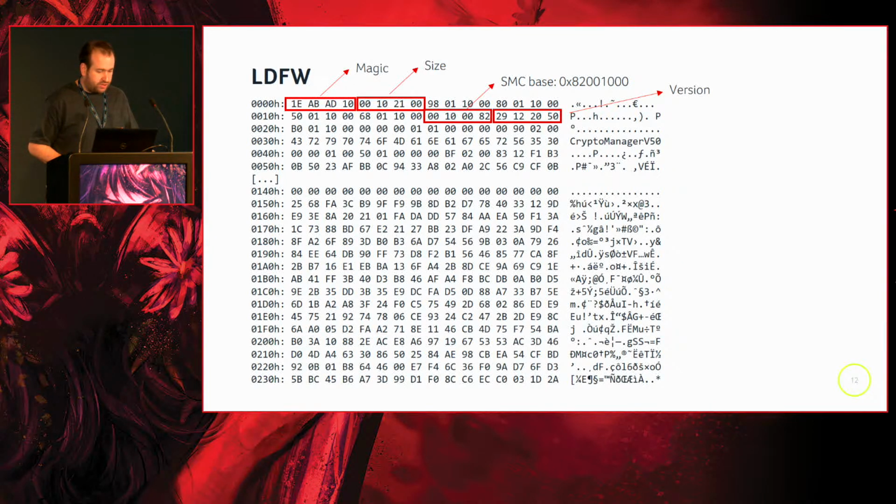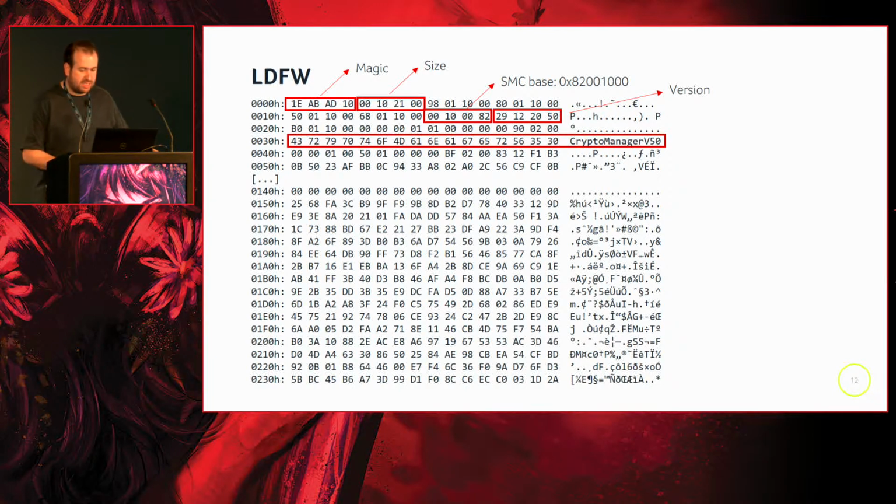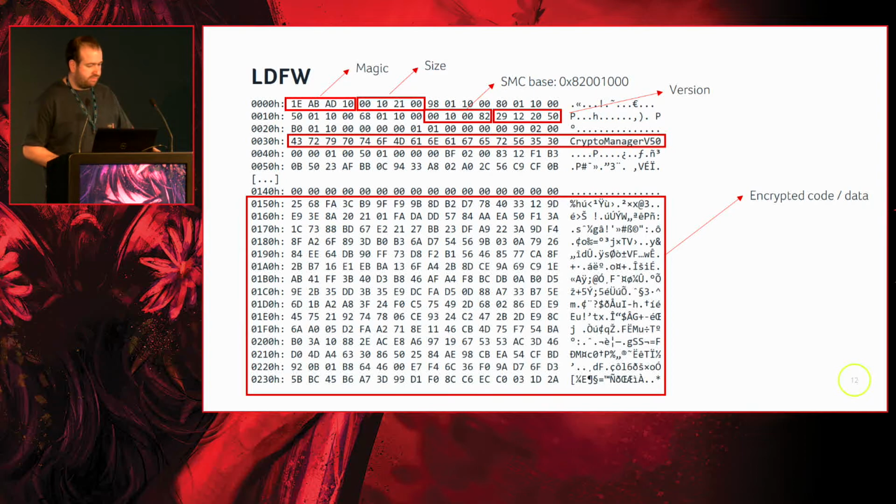The next one is just a version number. It's actually a date. In this case, it was the 29th of December 2020. And then there is a name. This is the crypto manager, the largest loadable firmware we mentioned earlier. And finally, at the end, there is this huge block of encrypted code and data. Of course, the real image is much larger, and it's basically encrypted. You can't do much with it at the moment.